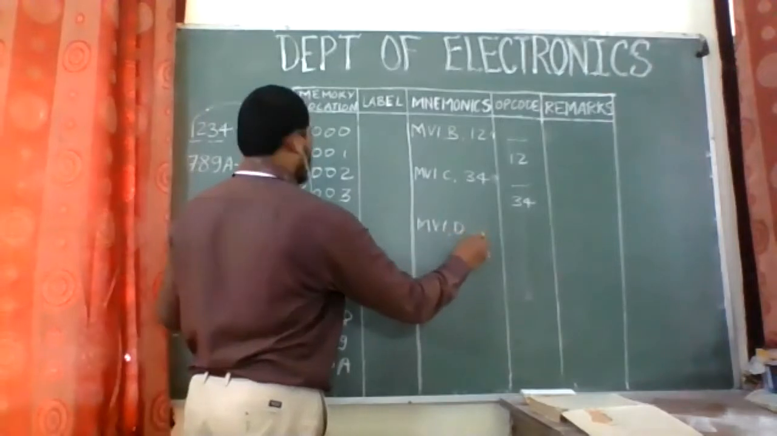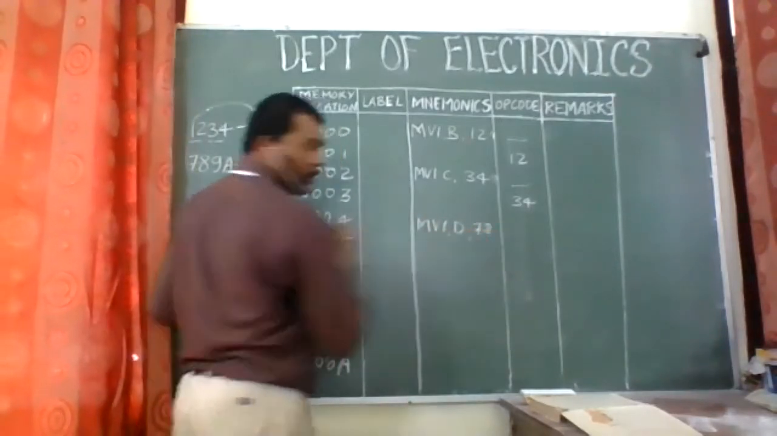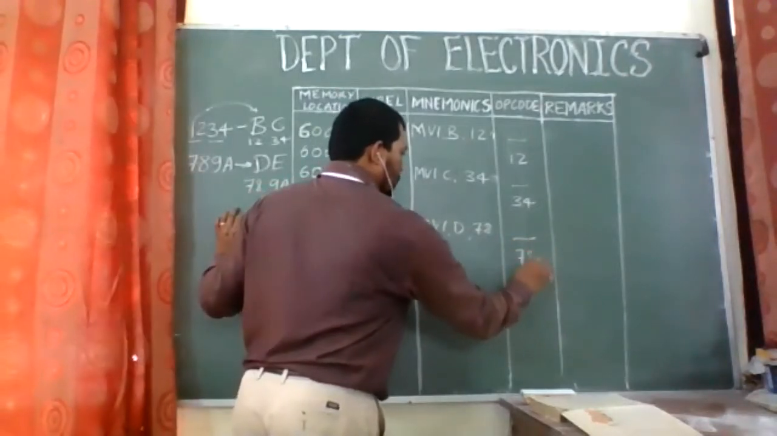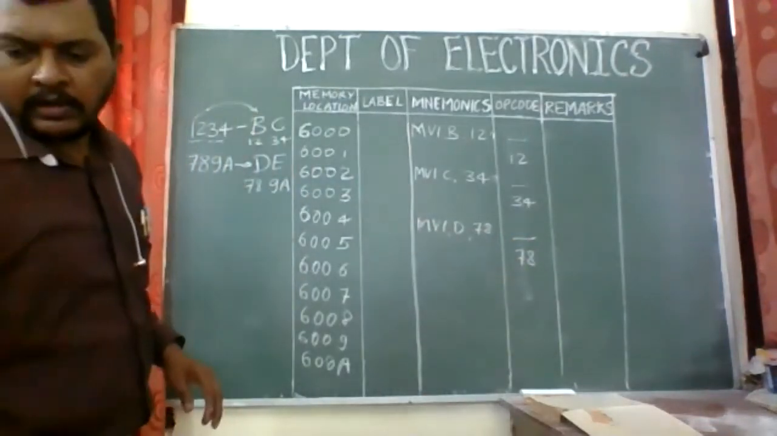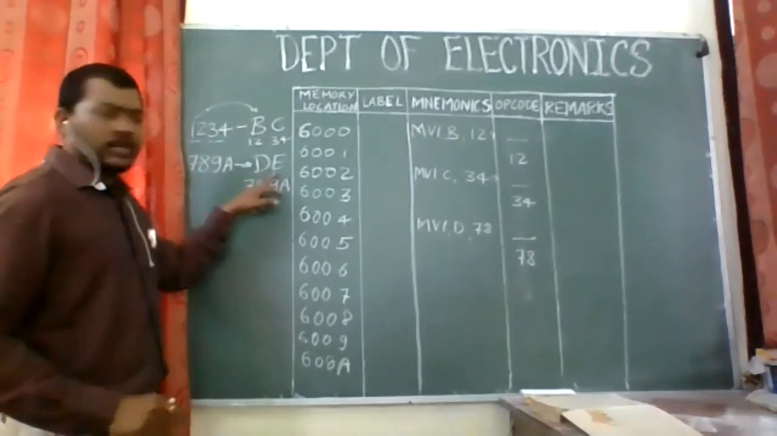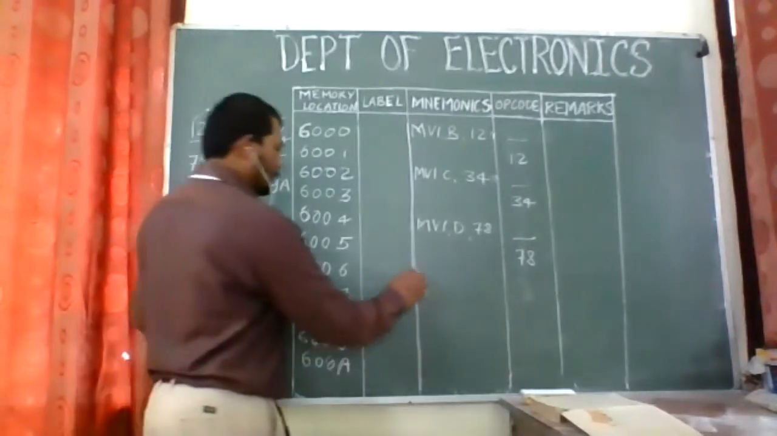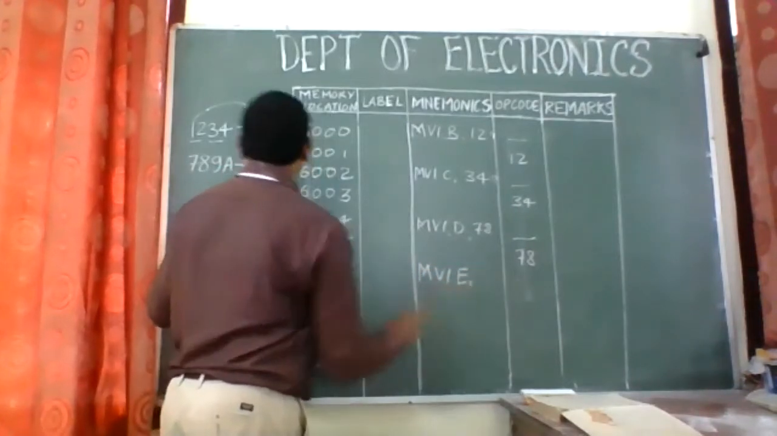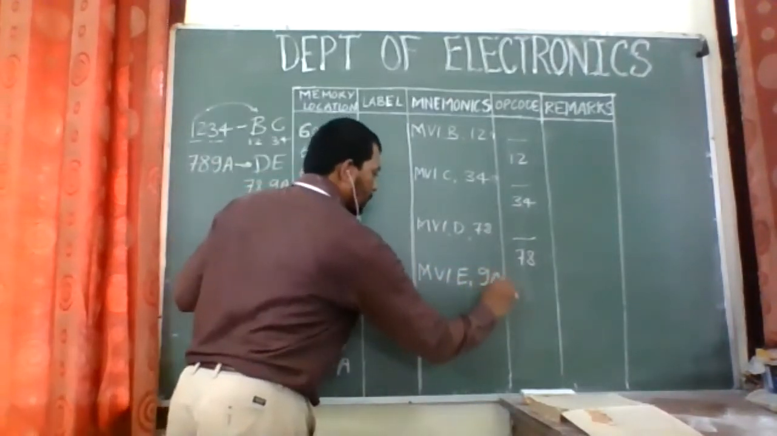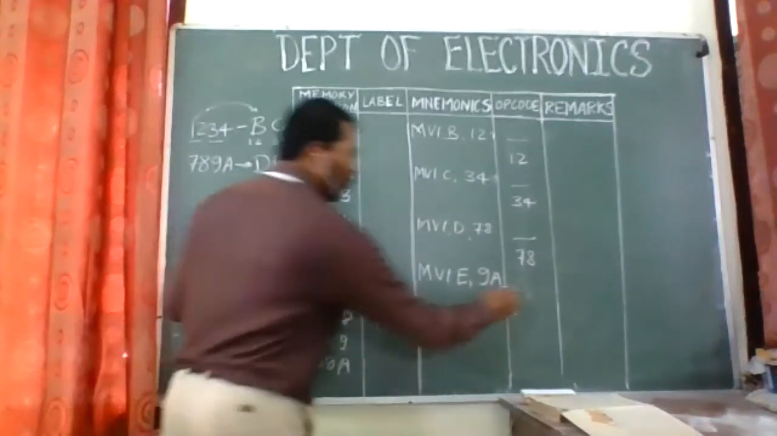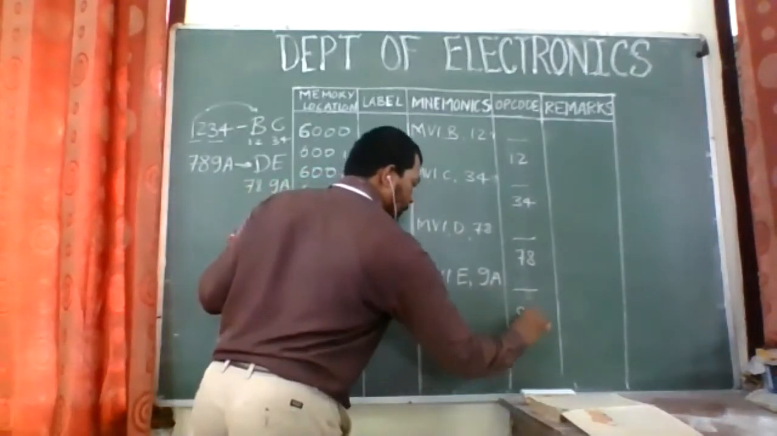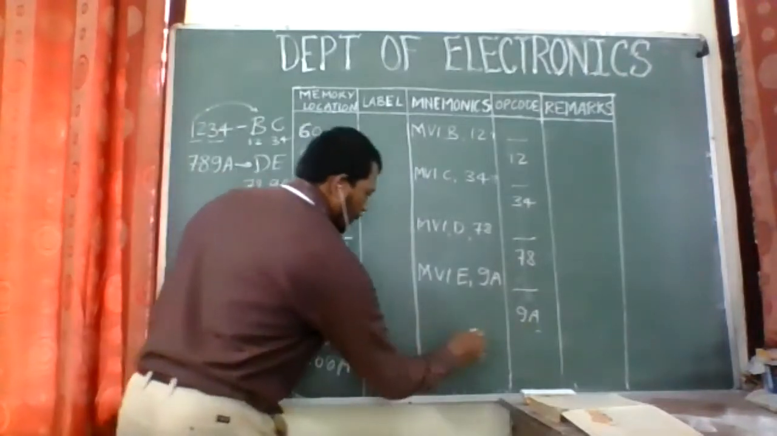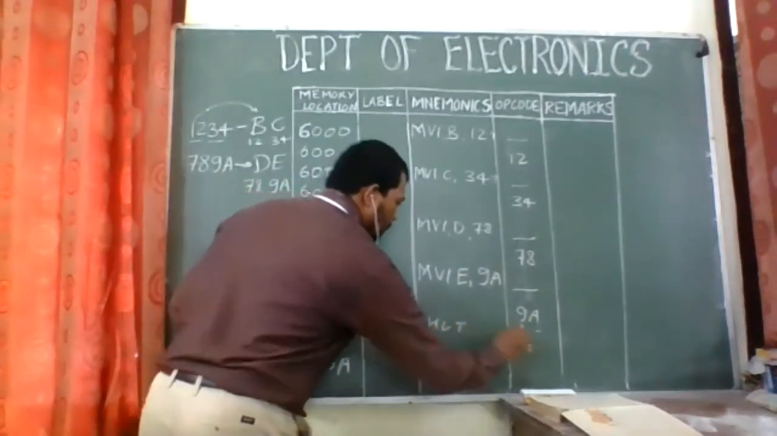इसके बाद DE के लिए डालना है, तो MVI-D, क्या डालना है? 7, 8 to be stored. Again we will have one opcode, we'll try to write that also. Then 78, right? Then the next instruction is for E, that is MVI-E, that is 9A. Okay, again we will require 2 memory locations, and 9A is the data. And the last instruction that we will be having is halt.